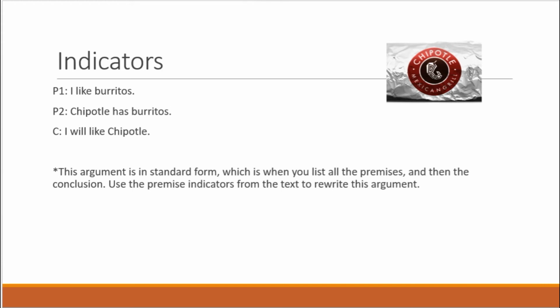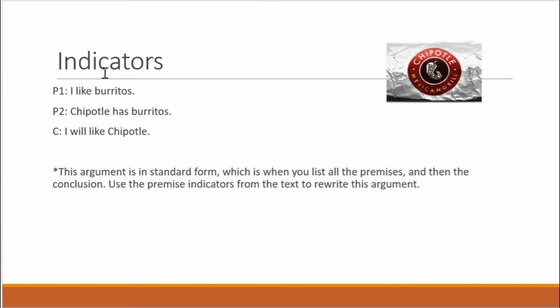So this is a section on indicators. So here's an argument. I like burritos. Chipotle has burritos. I will like Chipotle. That's an argument, and maybe you can imagine that I'm talking about Chipotle in real life, but no one would talk like this, right?